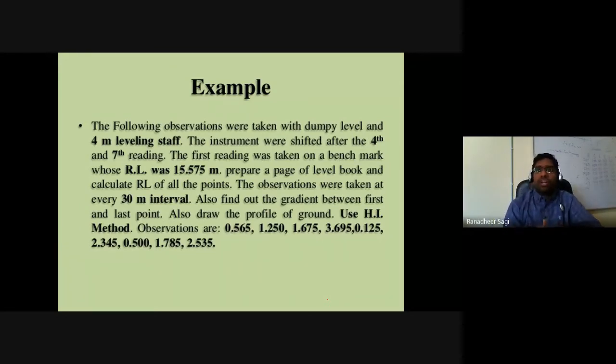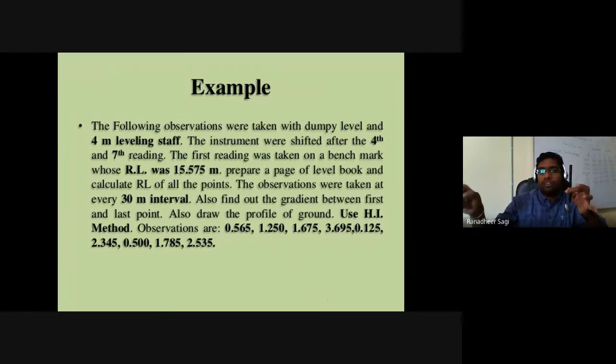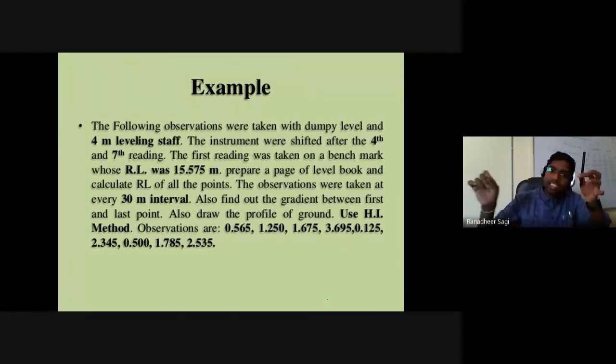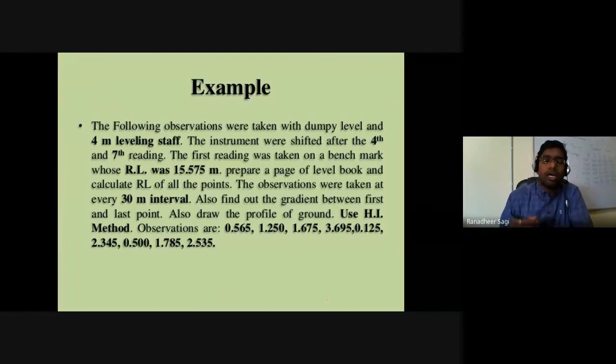In the sense, whenever you are trying to take the measurements of your RL values of those respective points, what you are trying to determine is at an interval. If I'm taking the RL value of some point here, the next point where I'm trying to find out my RL value is at a distance of 30 meters. Another point is at a distance of another 30 meters, and another 30 meters. So likewise, that's how I am trying to find out the RL values of those respective points which are 30 meters apart from each other.